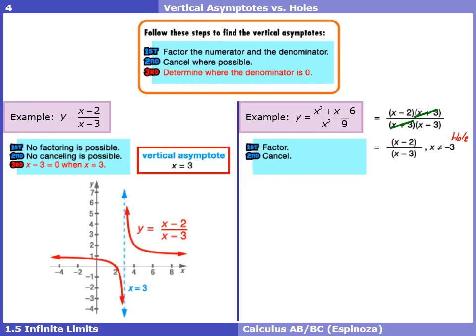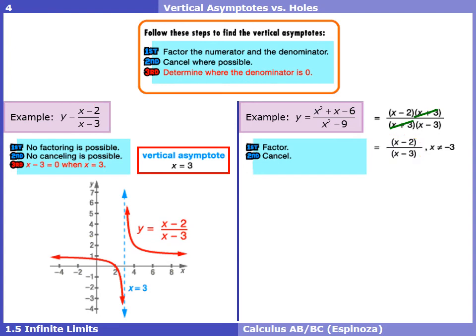When we set x plus 3, which is what we canceled, equal to 0, that would give us a value of -3, which would be where our hole is at. But ultimately, we're really addressing where our vertical asymptote is. And you can see we actually just ended up with the previous example. Here I was trying to address x minus 2 over x minus 3, and after we simplified the second example, we ended up with the same function.